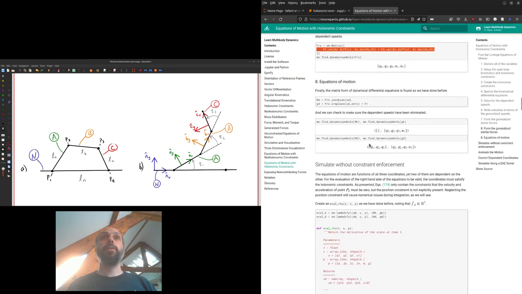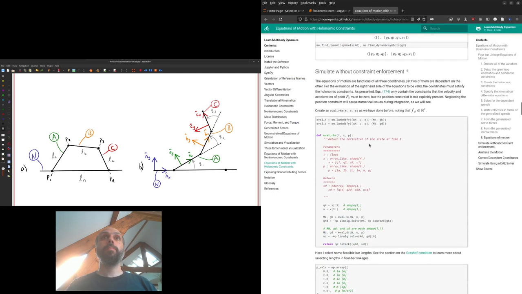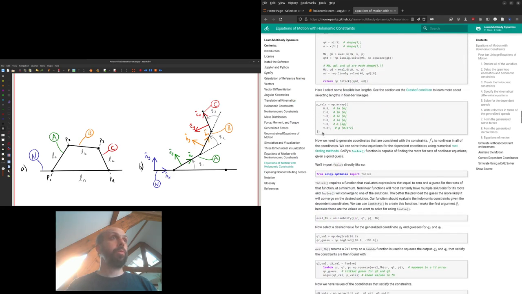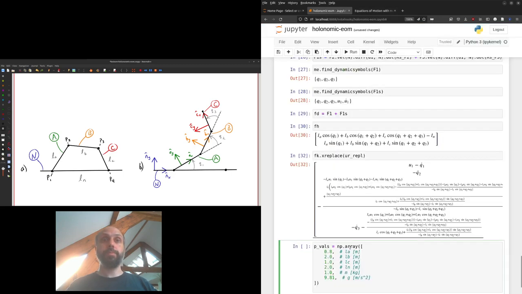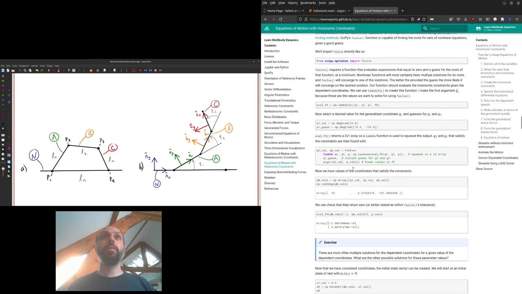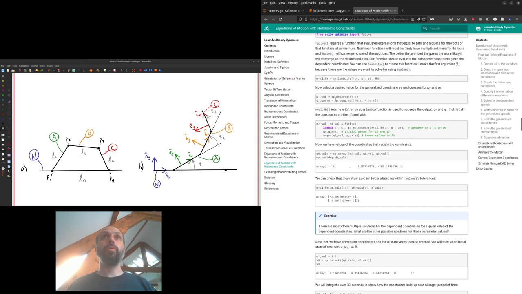Okay, so I think that's the main pieces. I'm going to grab a few other things just so we can get some numbers. So here's some numerical values for the constants. Just bring those in. And I am going to just grab that one.